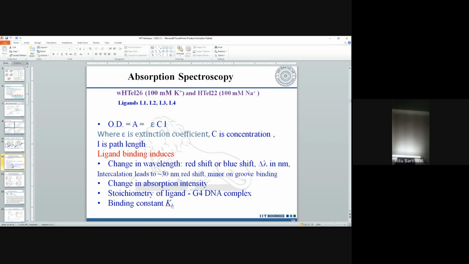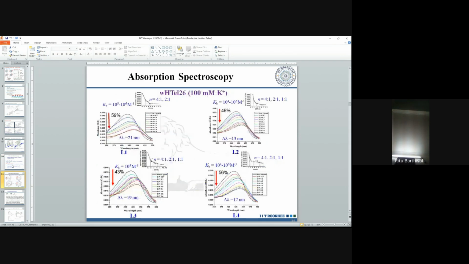So OD is epsilon times concentration. What we see is change in wavelength. We try to see whether the ligand has done this or not. There may be a red or blue shift. There will be change in absorption intensity. We can determine stoichiometry, and we can find out the binding constant. In the 11th slide, you can see some of these results. It's similar results, so I don't have to go into much detail.